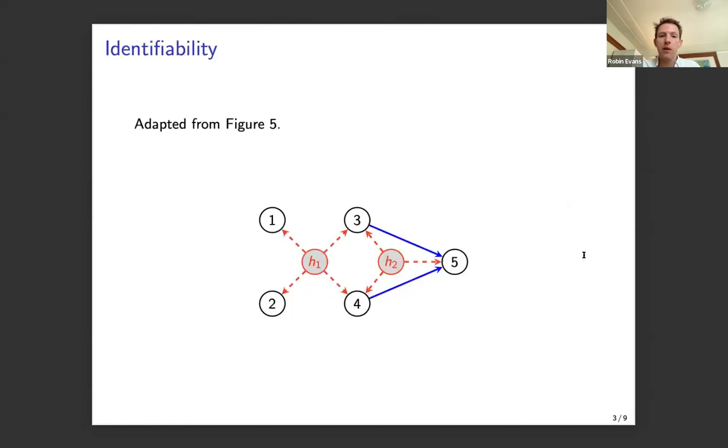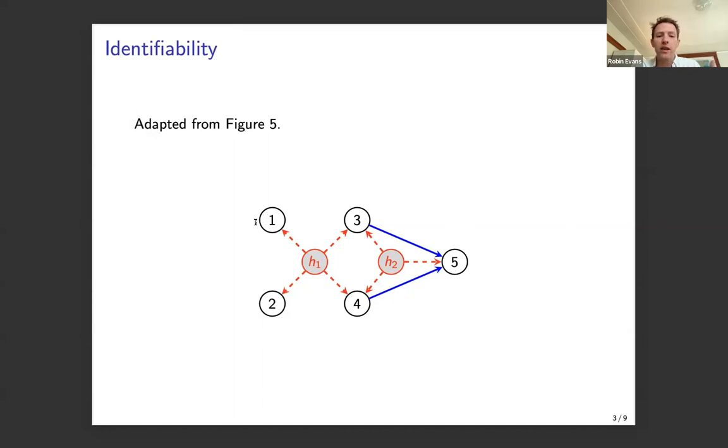I'll give an example of that in a second. So let's start with the identifiability example. This is adapted from figure 5 in the paper. It shows a graph where it's effectively an IV model, right? So there are two treatments, 3 and 4, confounded with the outcome 5. But there are also a couple of instruments, 1 and 2.